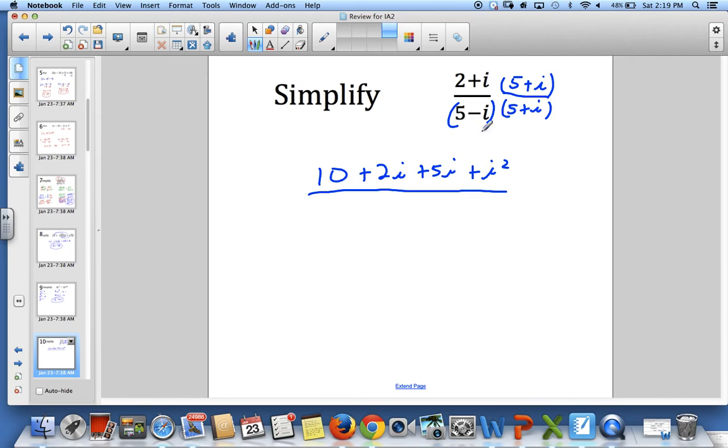And then the bottom is going to be 25, and then it's going to be plus 5i, and then minus 5i, and then minus i squared.